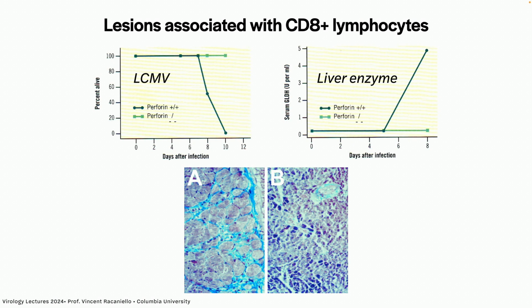So you can see the perforin knockout mice. This is GLDH, a particular liver enzyme. It stays low. The perforin wild type mice, it's elevated because the virus is damaging, not the virus, the CTLs are damaging the liver cells.